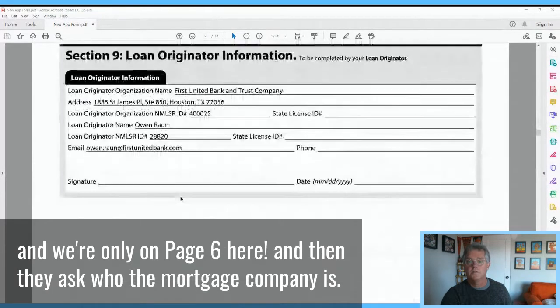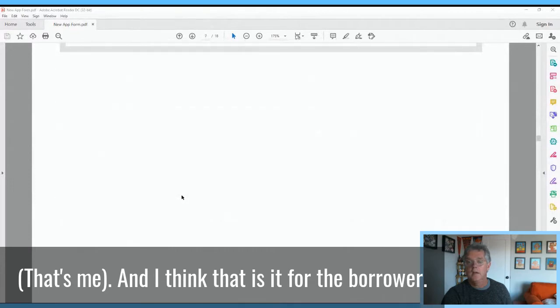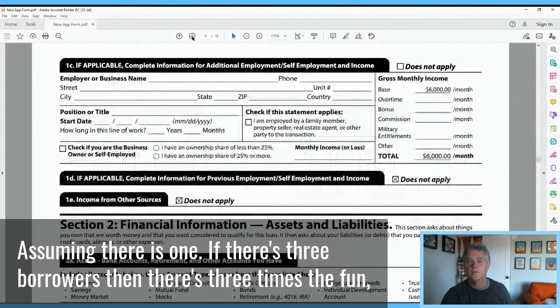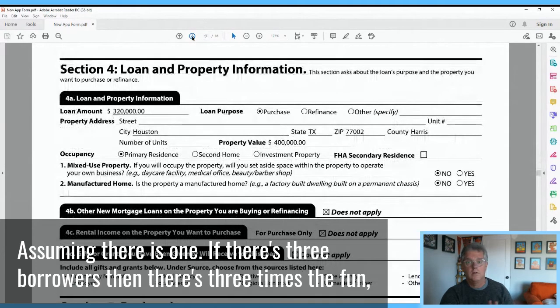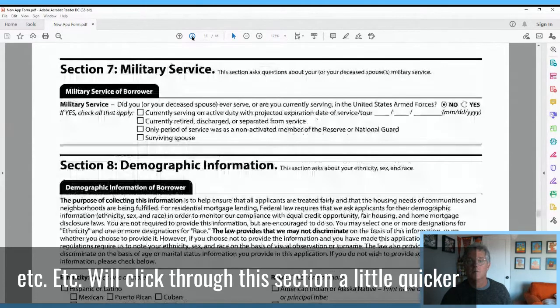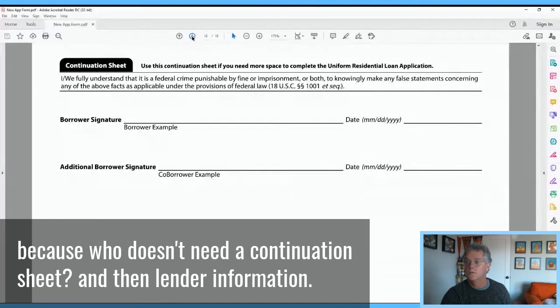And we're only on page 6 here. And then they ask who the mortgage company is. That's me. And I think that is it for the borrower. Yes. And then here we are, all the same questions for the co-borrower, assuming there is one. If there's 3 borrowers, then there's 3 times the fun, et cetera, et cetera. We'll click through this section a little quicker. And then a continuation sheet, because who doesn't need a continuation sheet?